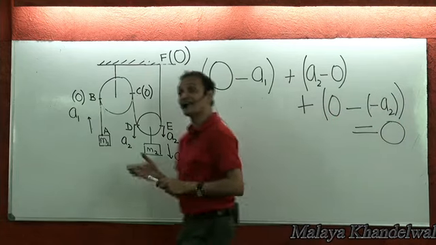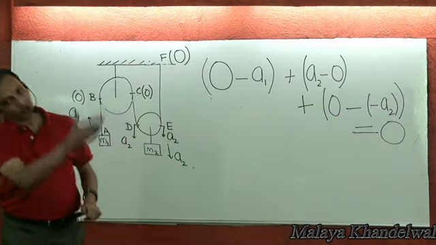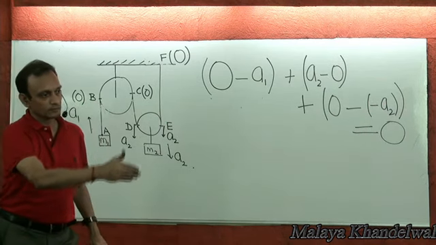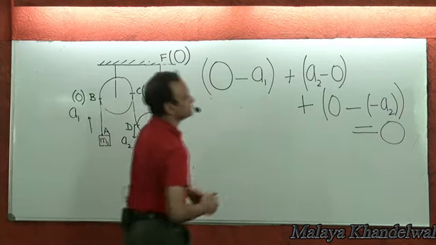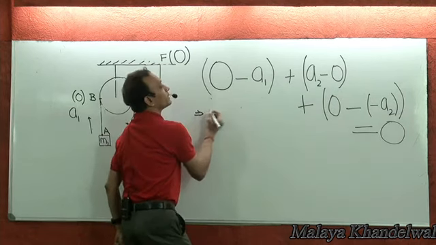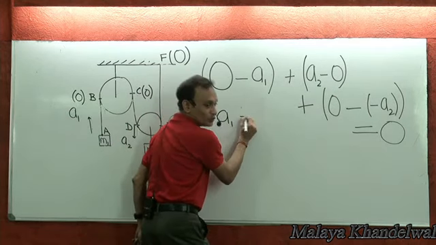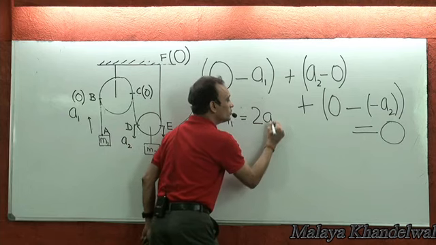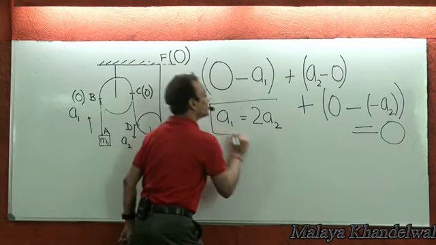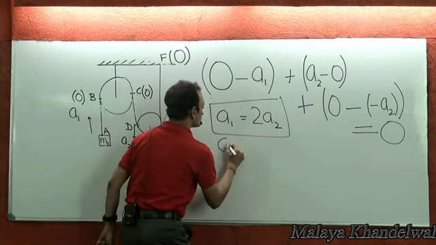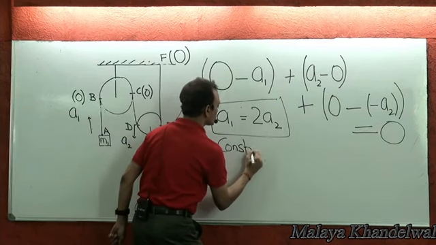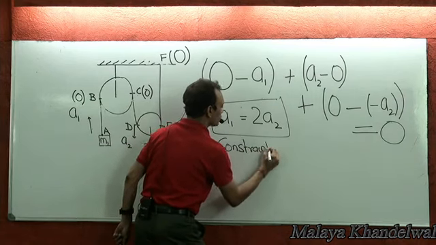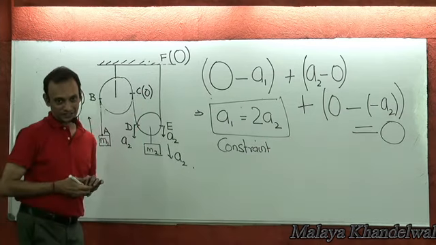And whatever I have done with accelerations, I could have done with velocities. What do you say? Right. So this gives me A1 equal to 2A2. That's my constraint equation for this situation.